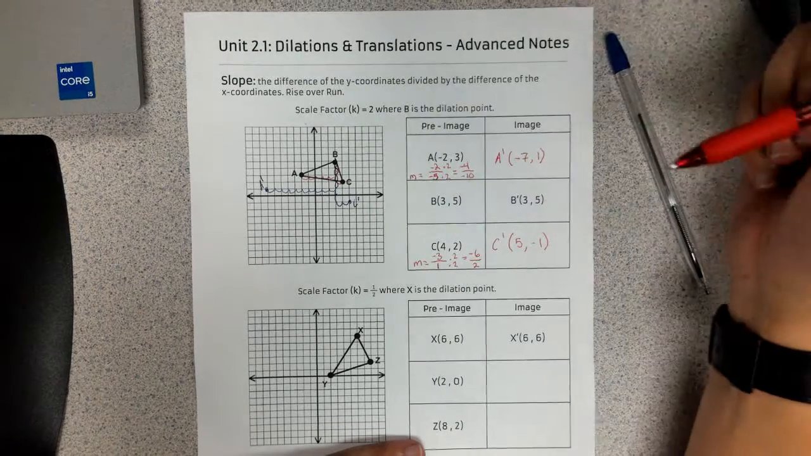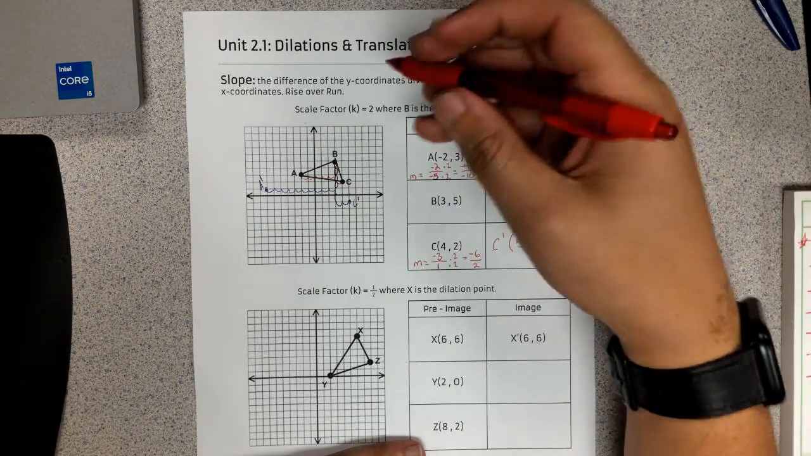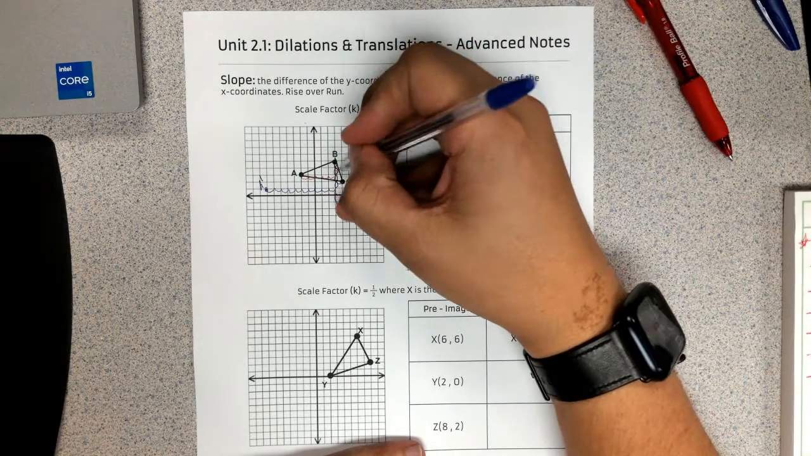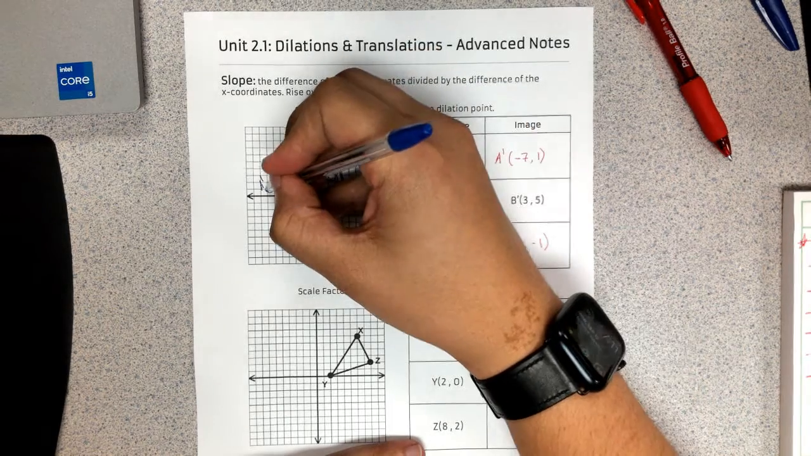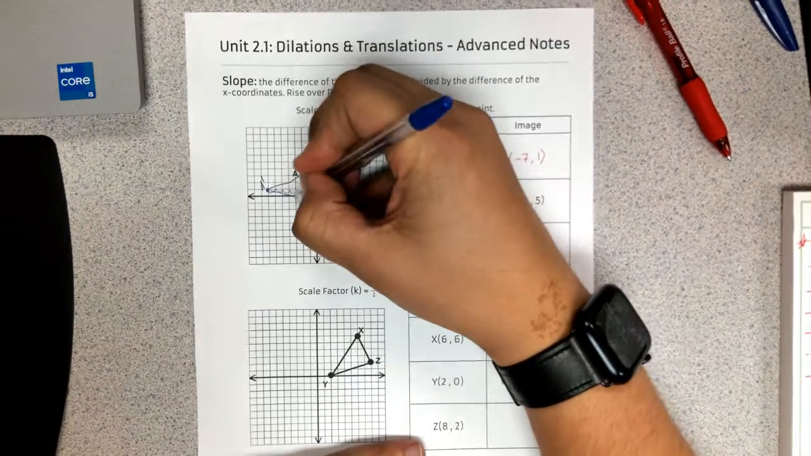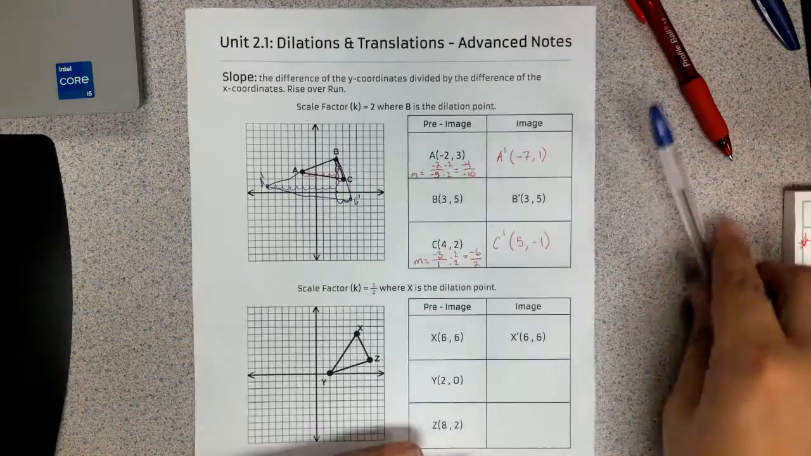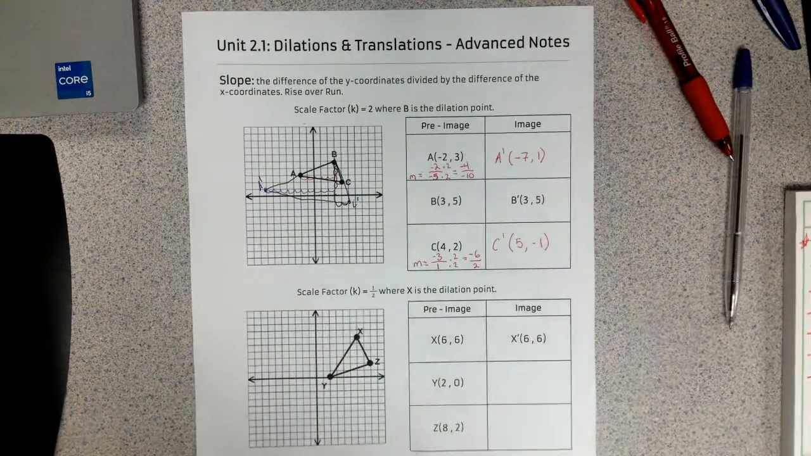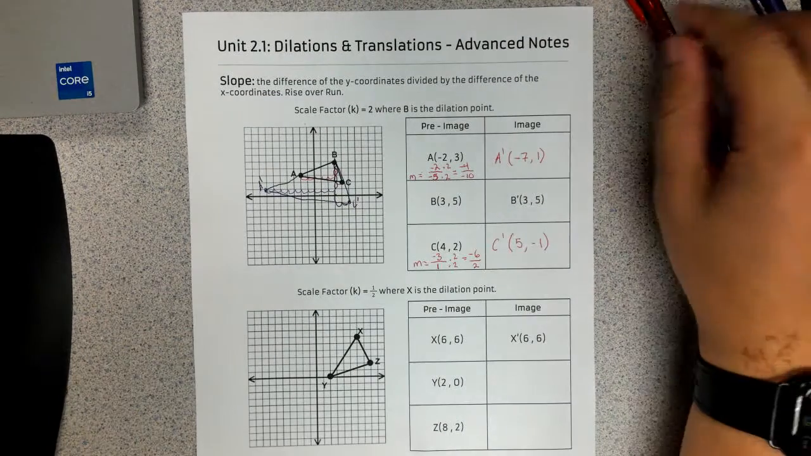And that's how we use slope to find our new picture dilated around a certain point. So here is our giant triangle. I'm sorry for the squiggly lines, but notice our triangle got bigger.